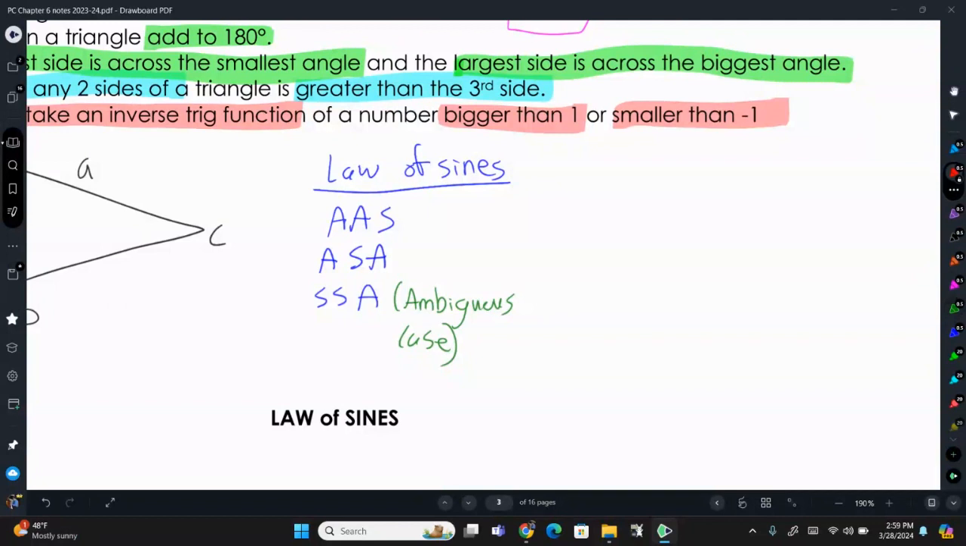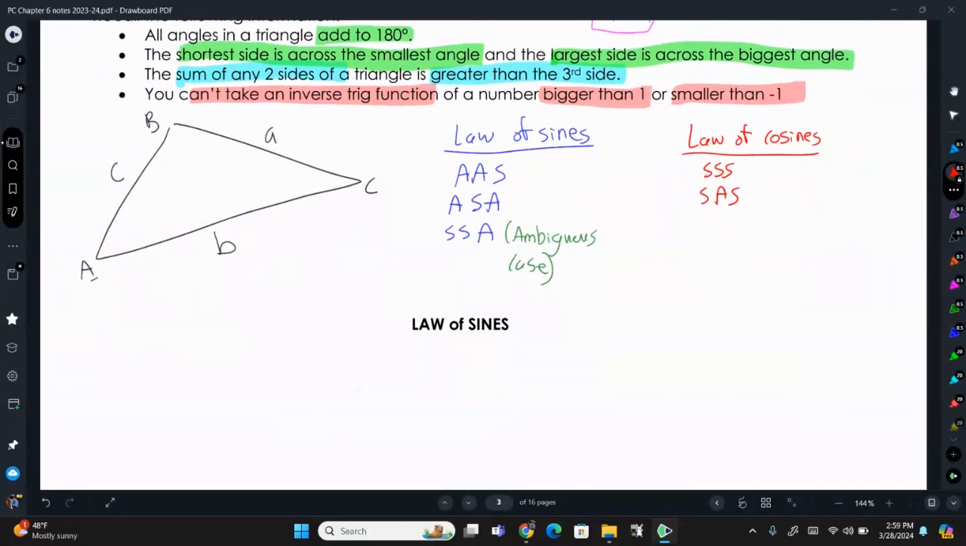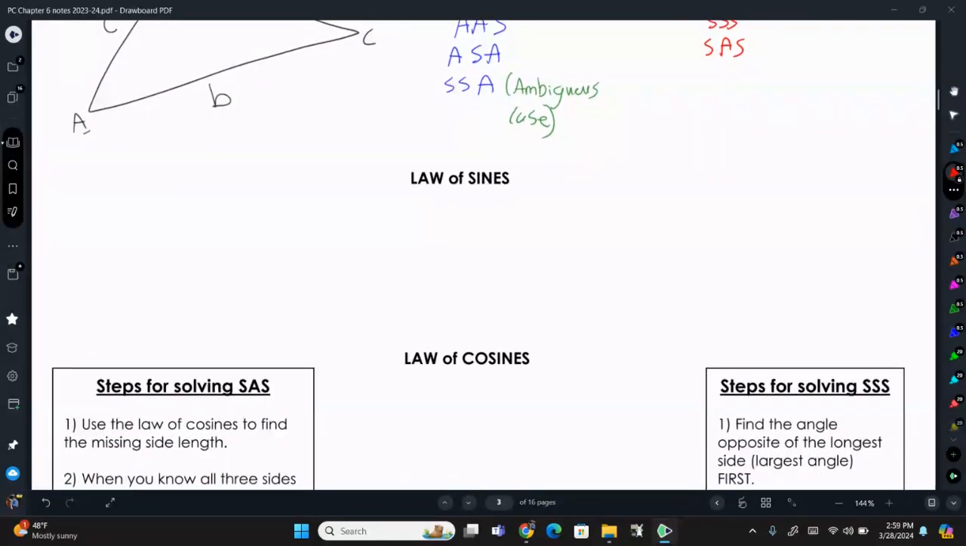And then for law of cosines, we use law of cosines when we have all three sides, or if we have two sides and the angle between those two sides. So like in our picture here, if we knew what side A and side B were and what angle C measure was, then we could use law of cosines. So let's first talk about the law of sines.